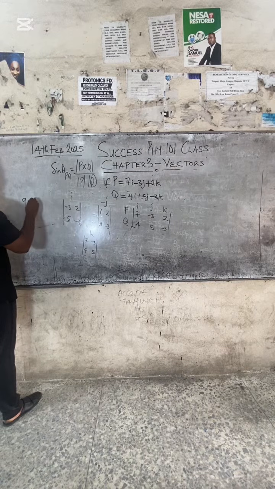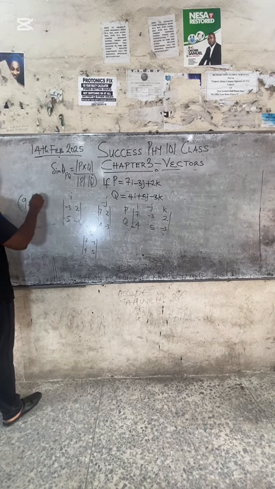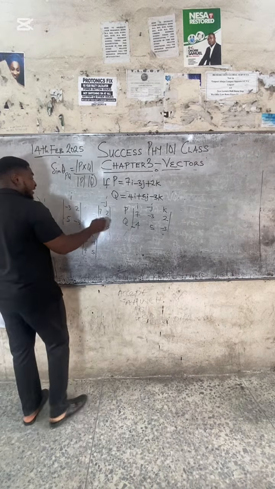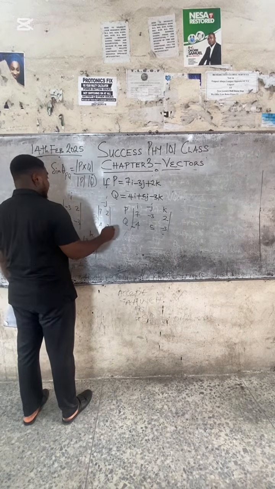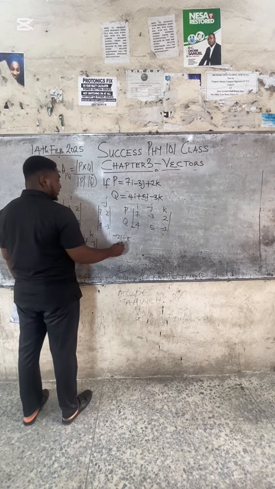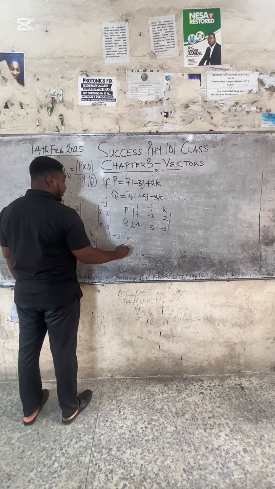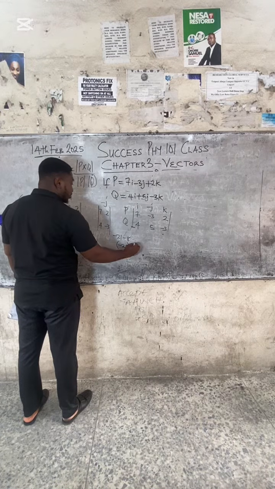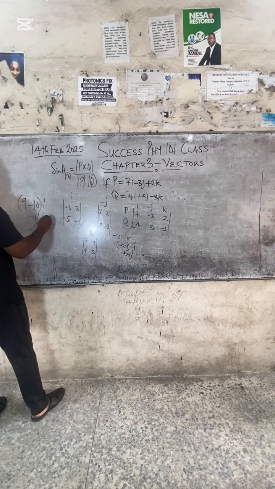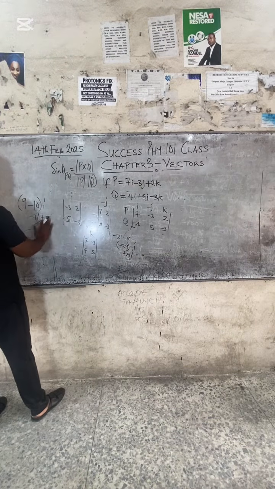Minus 2 times 5, minus 10 into bracket i. 9 minus 10 is minus 1i. The j component: 7 times minus 3 is minus 21. Minus 4 times 2 is minus 8. Minus 21 minus 8 is minus 29 into bracket minus j, which is plus 29j. So plus 29j, plus 29.